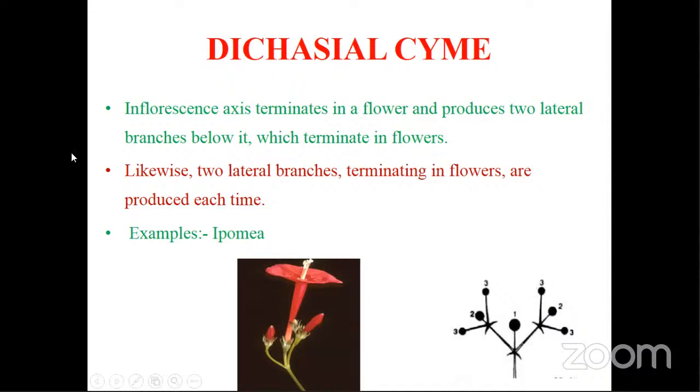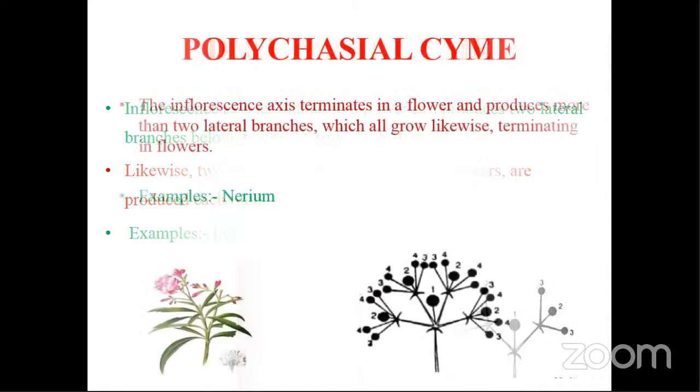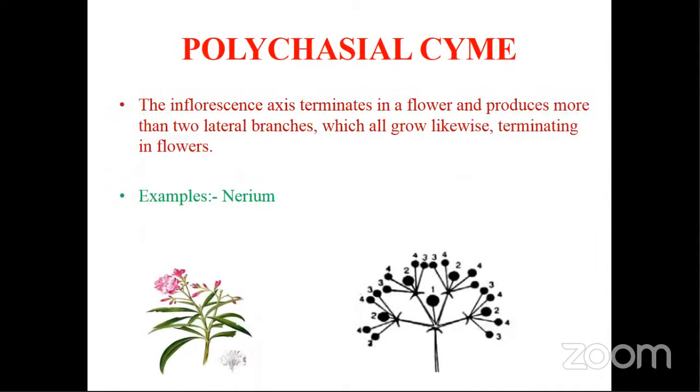This type of inflorescence is called dichasial cyme. Di is two. Dichasial is two branches each time. So it is called dichasial cyme. An example for this is Ipomoea. Ipomoea is sweet potato.